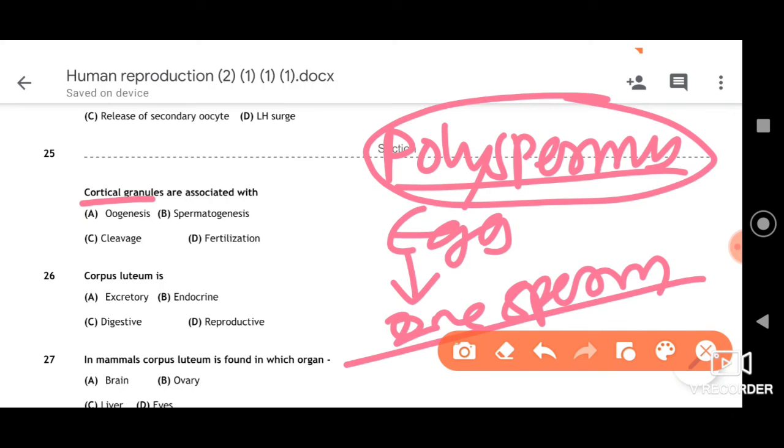So cortical granules. Among the given options, four options have been given: oogenesis, spermatogenesis, cleavage and fertilization. The more appropriate answer here is fertilization. So option D is the right answer.